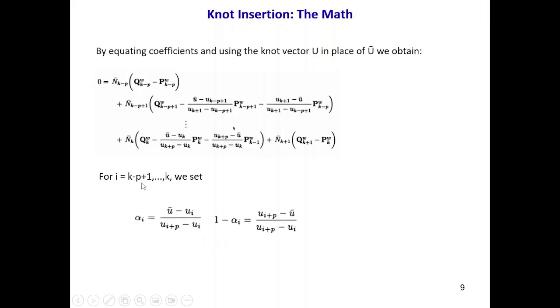For i equal to k minus p plus 1 to k, we are setting alpha_i equal to u bar minus u_i divided by u_{i+p} minus u_i. So 1 minus alpha_i is represented like this: u_{i+p} minus u bar, over u_{i+p} minus u_i.